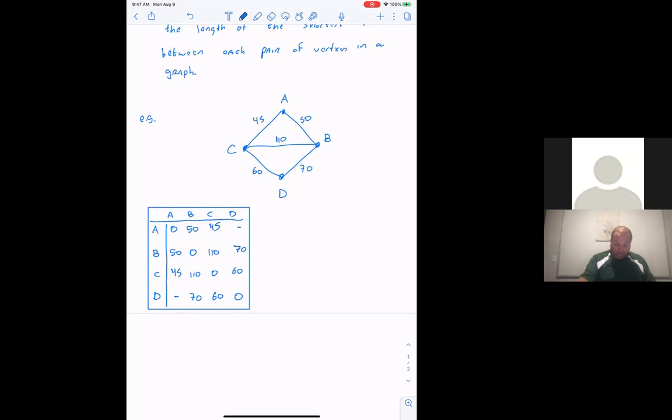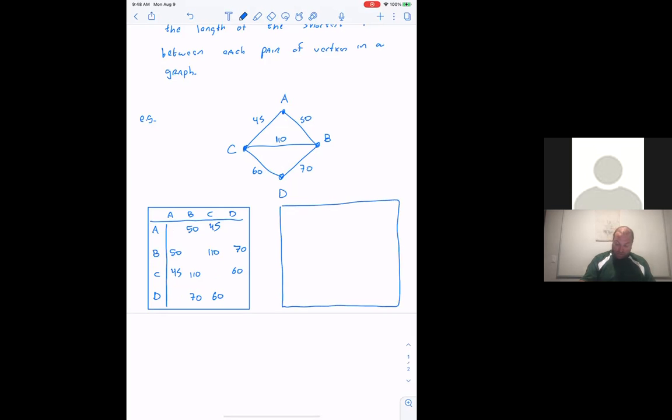And I guess, to be honest, if we're going to do those dashes for the ones that don't exist, we should do the same for those, because there's no connection from A to A. Or you could even just leave them blank. And this gives the connections between different pairs of vertices. So now let's do another one.